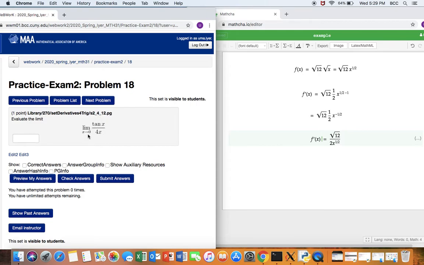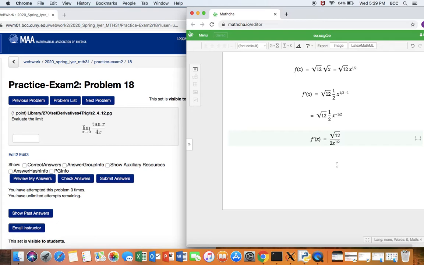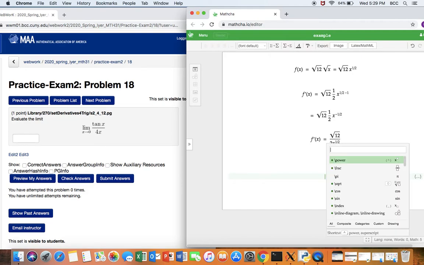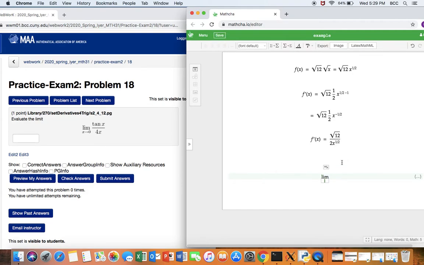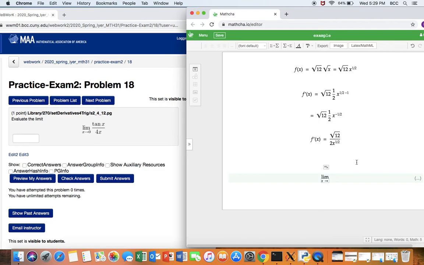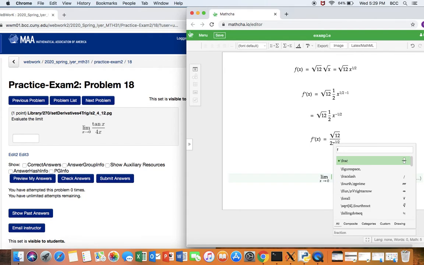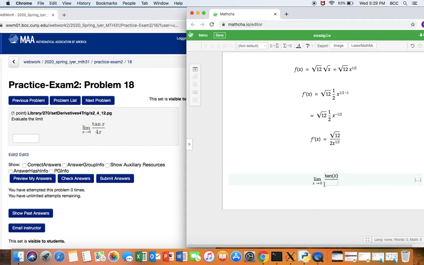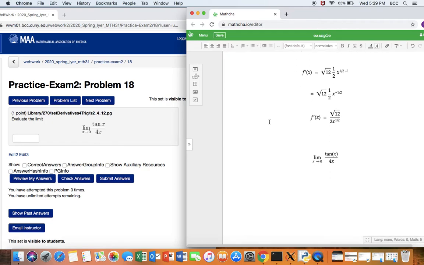So the limit as x approaches 0 of tan x over 4x. Okay, so let's start. Say the limit as x goes to 0 of the fraction tan x upstairs, downstairs is 4x. All right, so this is the 18th question, mind you.